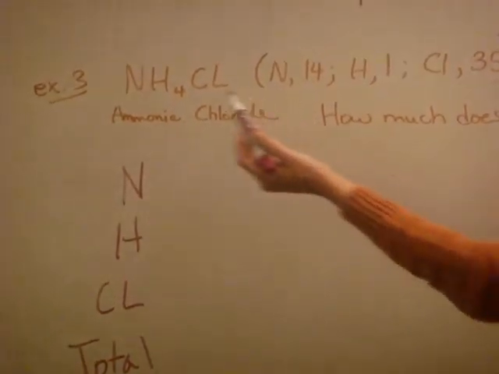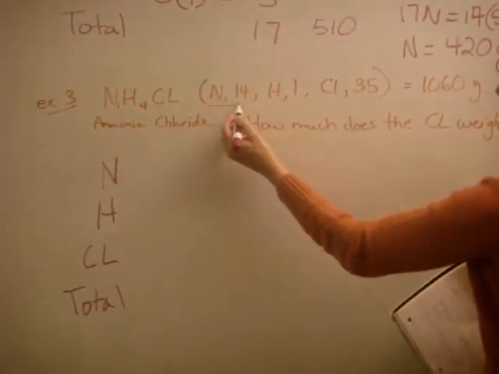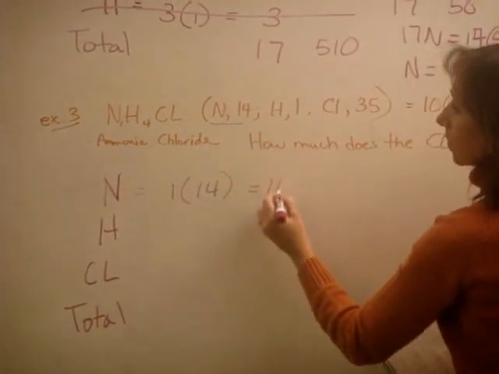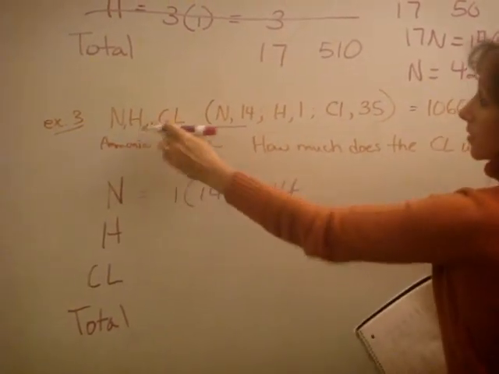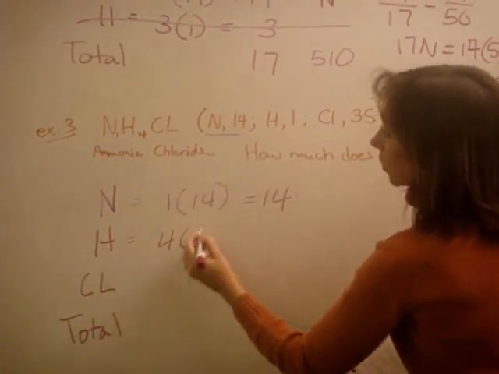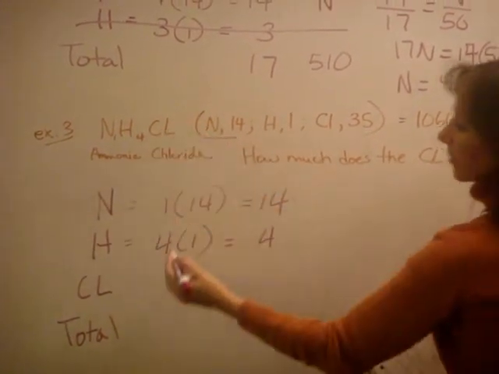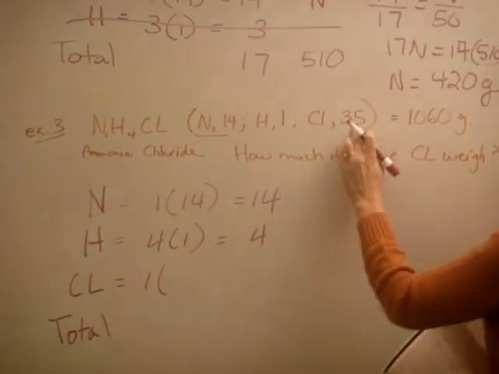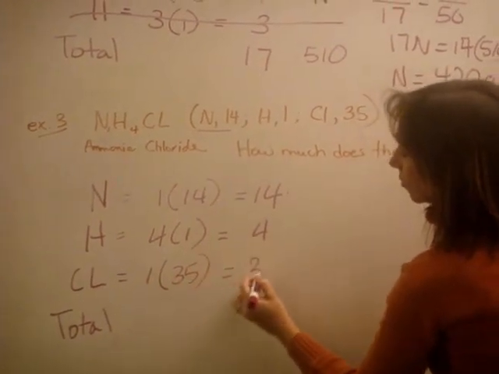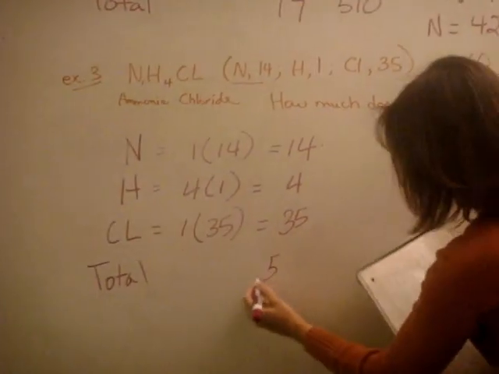So let's start. We have 1 nitrogen. We know nitrogen weighs 14, so it's 1 times 14, so that's just 14. We have 4 hydrogen this time, and hydrogen just weighs 1. So it's 4 times 1, which is 4. And chloride, we just have 1 again. 1 times chloride weighs 35 grams. And so that's 35. And then we have to add them all up, and our total is 53.